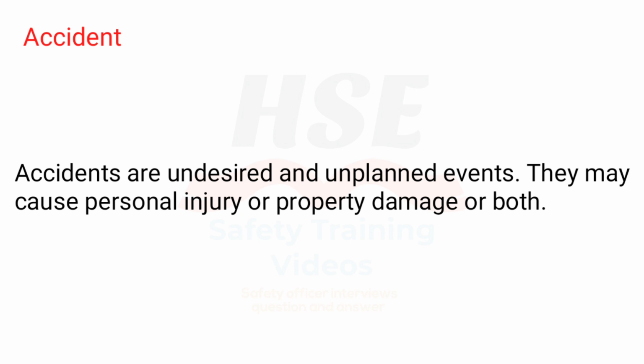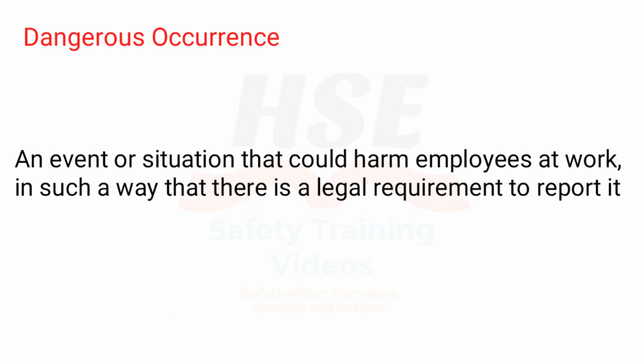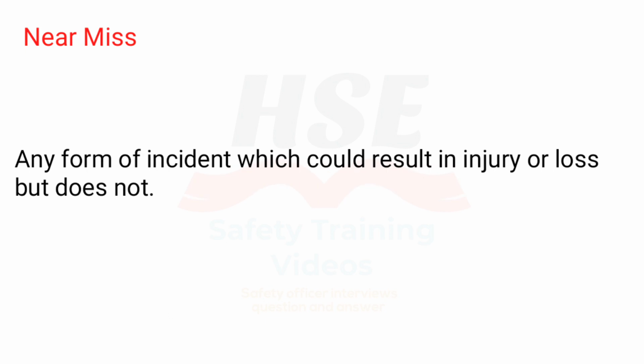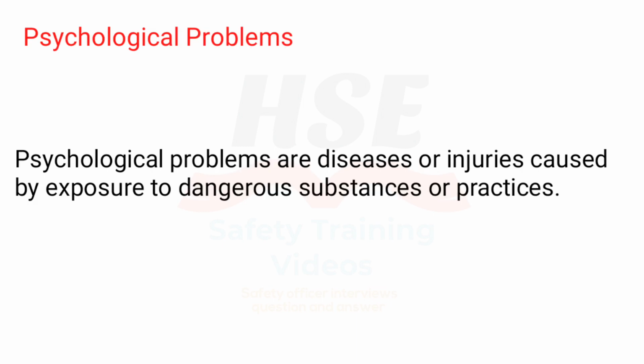Accident. Accidents are undesired and unplanned events. They may cause personal injury or property damage or both. Dangerous occurrence. An event or situation that could harm employees at work, in such a way that there is a legal requirement to report it. Near miss. Any form of incident which could result in injury or loss but does not.